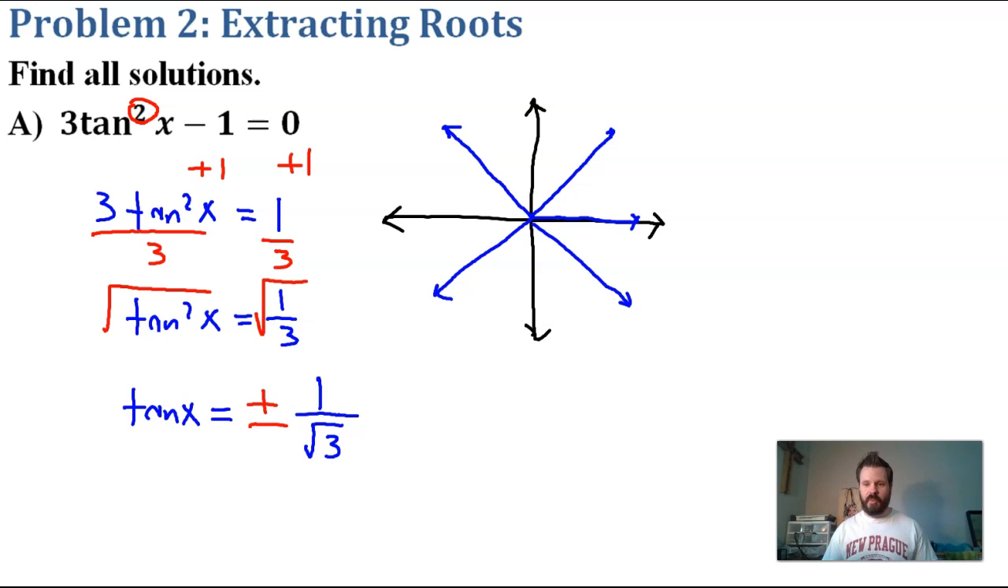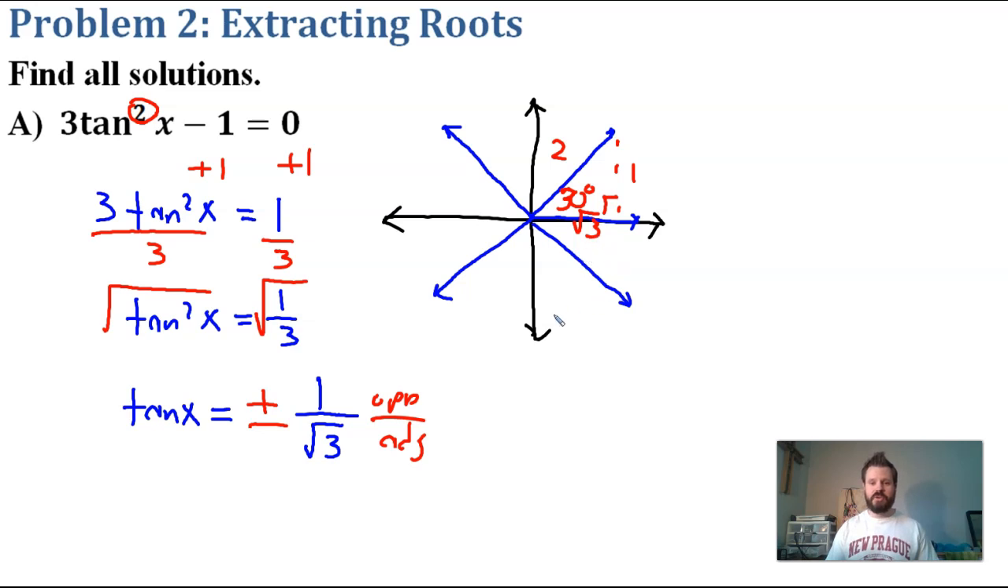All right, let's figure out what those solutions are. Tangent is opposite over adjacent, meaning that when I make my reference triangles here, I've got my opposite of 1, adjacent side of root 3, meaning my hypotenuse is 2, so kind of the magic number I'm looking for here would be 30 degrees. I'm talking 30, 60, 90 right triangle, where the 30 is across from the 1.